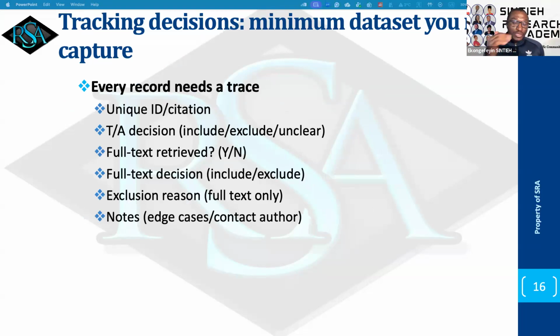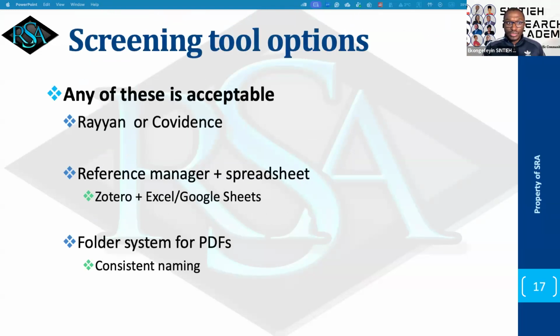Now, the most important thing is that you need to be able to trace every decision. And that's why, again, I already shared with you guys a screening sheet, a screening template. So you have it. I'm going to show that to you guys shortly. So you need to use that to be able to track your things.